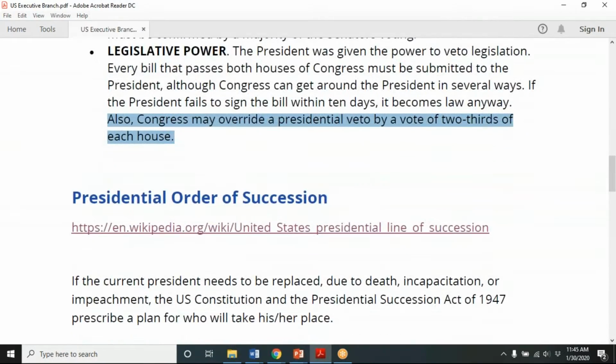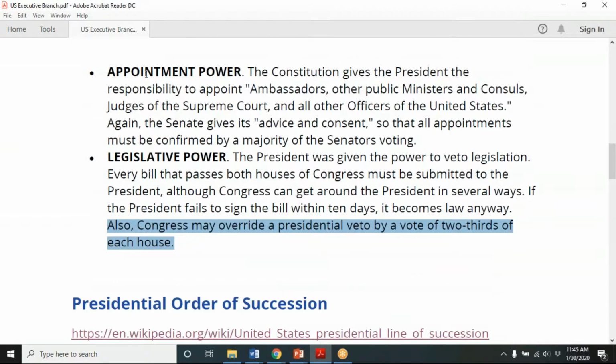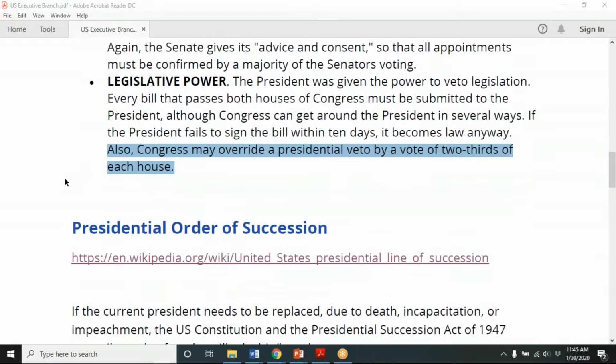Okay, another thing, any questions on those two things, appointment power, legislative power? Any questions at all? No. Okay. Well, you can always ask me questions.